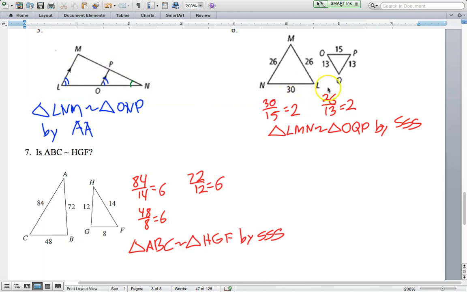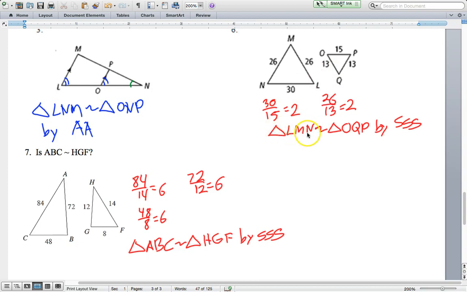Now on number 6, you knew the lengths of all the sides, so we need to see if the sides are proportional. I did 30, which is the longest side for the big triangle, over the longest side for the small one, which is 15. That gives me 2. And then the other sides are both going to give us a ratio of 26 over 13, which is also 2. So I don't need to do this one twice. I know it's going to be the same for the other side. So I know that the 2 triangles are similar by SSS.